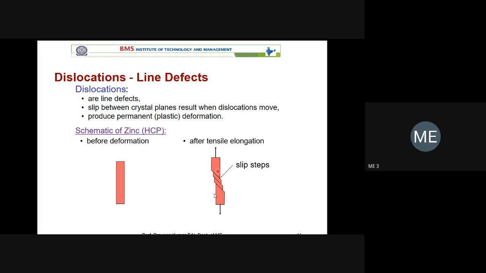This is after deformation. So don't think that it is like your tensile test specimen. This is one crystal. I'm talking about one crystal of zinc. The crystal size may be 1 mm or 0.1 mm. Don't think that you have a zinc rod of certain length, a zinc rod of 1 foot length, and you are applying load so that it gets deformed like this. It is not like this. You are considering one crystal.